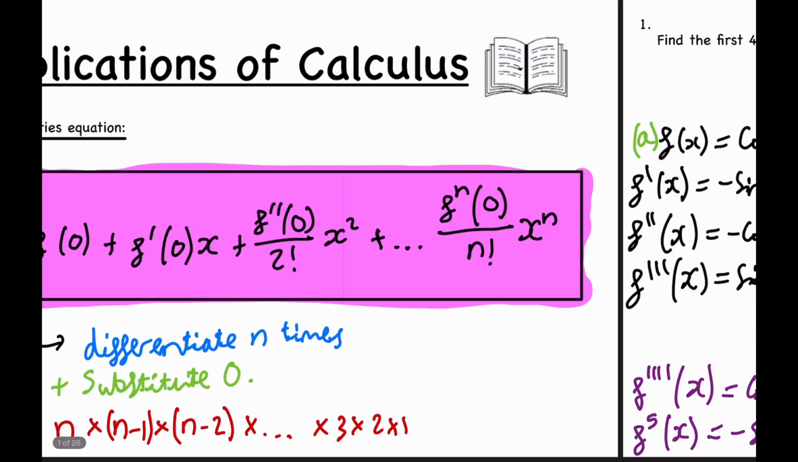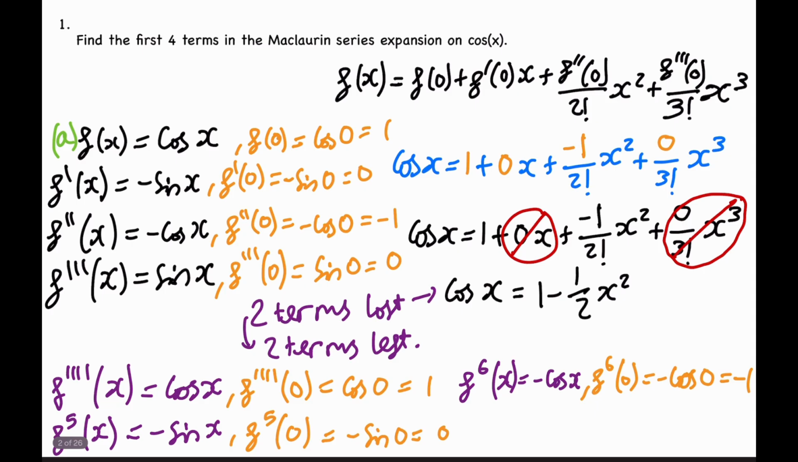So now let's move on to a question. The question asks, find the first 4 terms in the Maclaurin series of the expansion of cos x. So I wrote out the expansion of the Maclaurin series from the formula that we had before, and because we want the first 4 terms, I've done the first 4 terms here until x cubed.